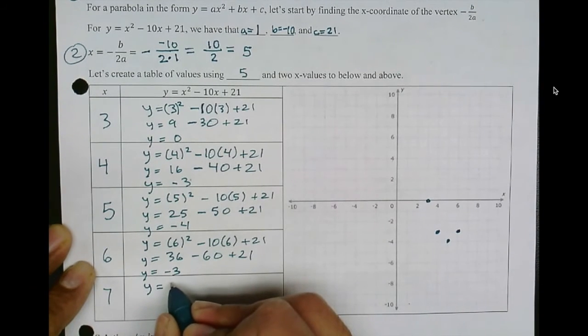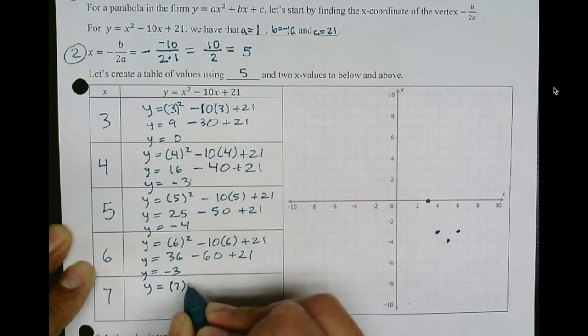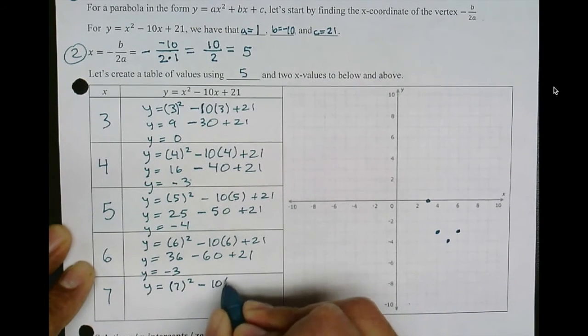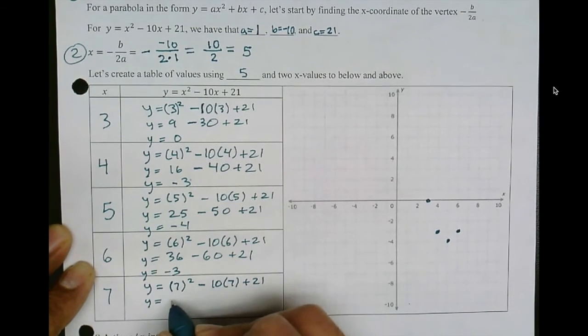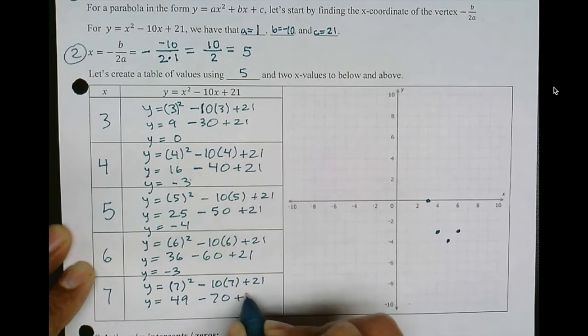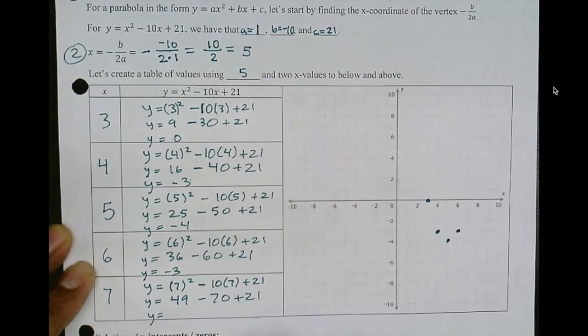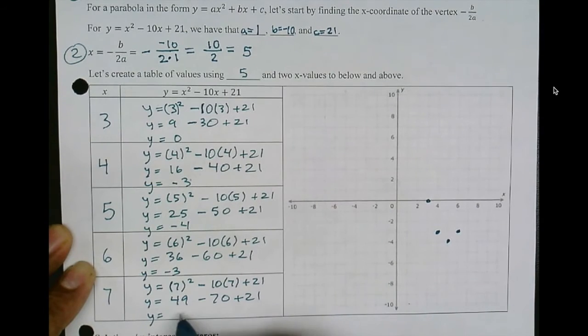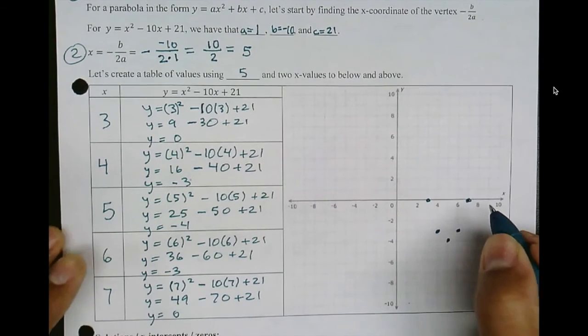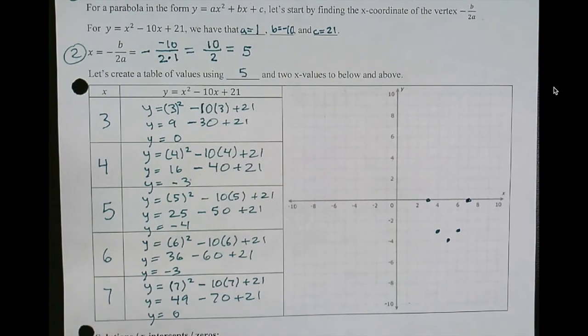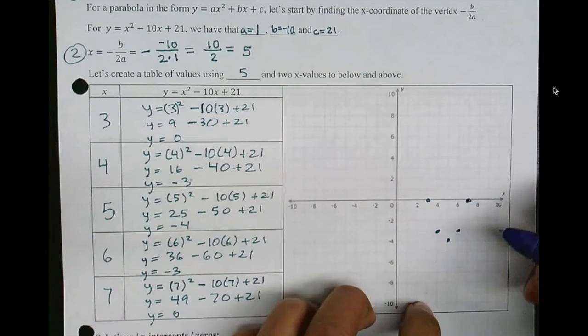And let's do the final point. Y is equal to 7 to the power of 2 minus 10 times 7 plus 21. Y is equal to 7 to the power of 2 is 49. 10 times 7, 70, plus 21. Y is equal to 49 plus the 21. That is 70. And now 70 minus 70, 0. Let's plot the point 7, 0. We now have the 5 points for our quadratic function, for our parabola.